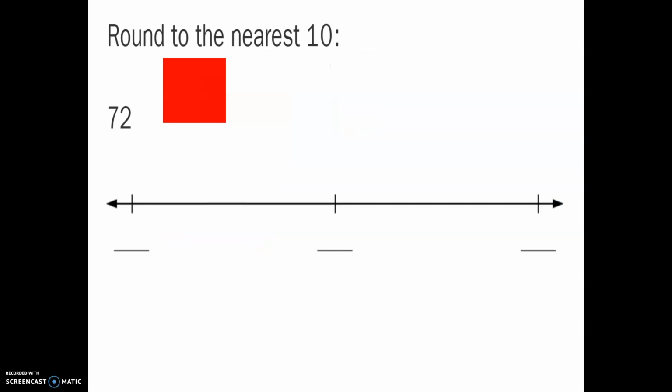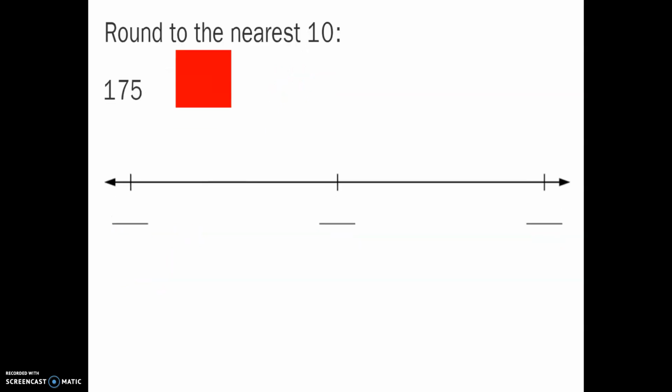Couple more. 72 rounding to the nearest 10. Well, 72 is between 70 and 80. The halfway number was 75. 72 on the number line would go about right there. It's closer to 70. So rounding 72 to the nearest 10, it would be 70.